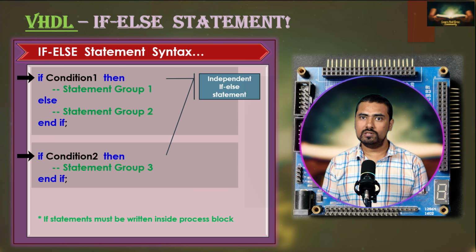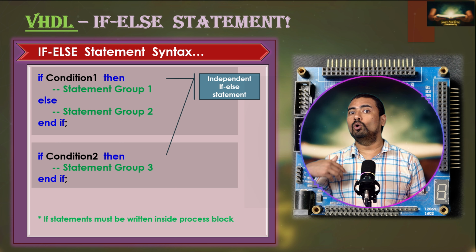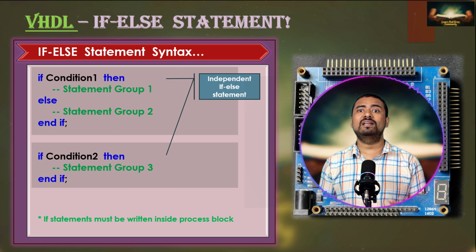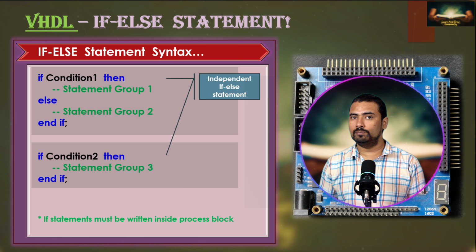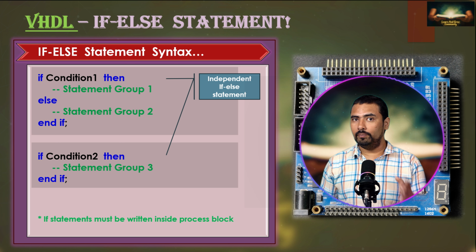Note that you can write multiple if else statements inside one single process block, and you are also allowed to write multiple if else statements in separate process blocks. But there are some limitations and there are some good practices which need to be followed when you are working with more than one process block and if-else statements. First, let's have a quick recall. If-else statements must be written inside the VHDL process block. They cannot be written straight inside the VHDL architecture body.